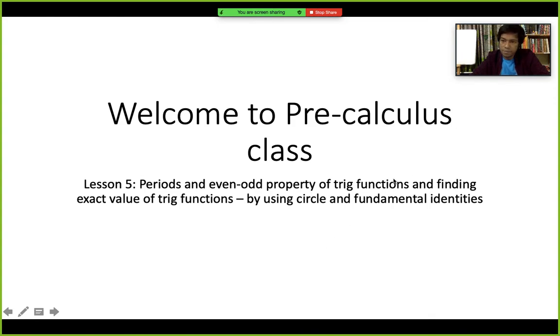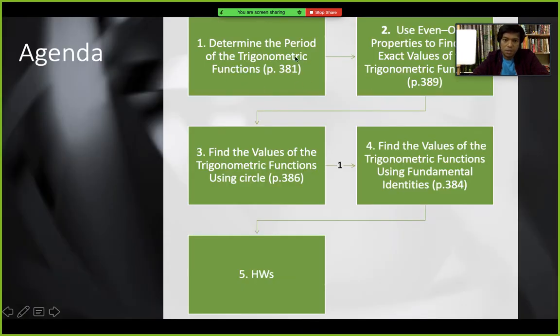So let's begin. This is our agenda, as we said: determine the period of trigonometric functions, even-odd properties, and then finding the exact value. We will discuss two methods. One is the circle, another one is identities. So that's the task. Let's see.